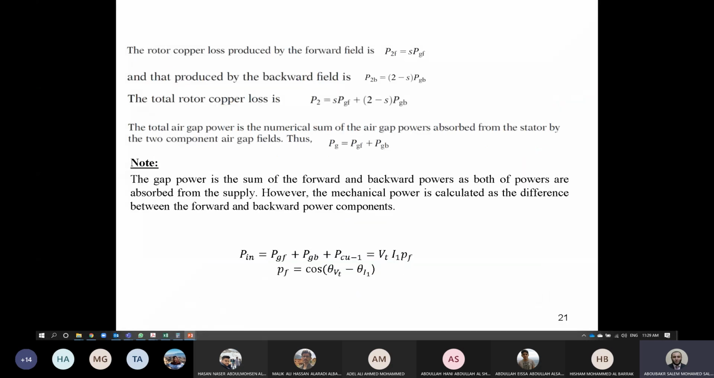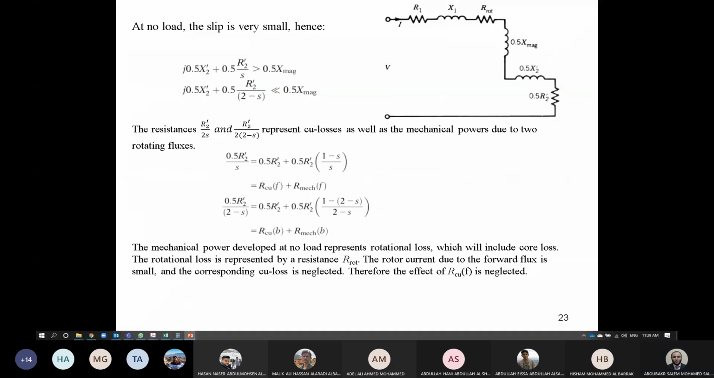So now the equivalent circuit for no load test can be this branch in the down for the backward component and that branch in the upper for the forward component. So this is now the equivalent circuit at no load. Do you find any difference between this circuit we plotted now and the equivalent circuit of the motor? Is there any difference?